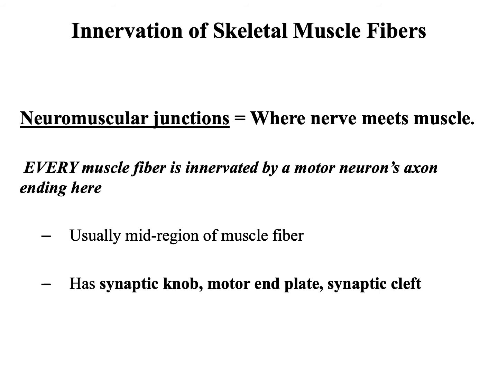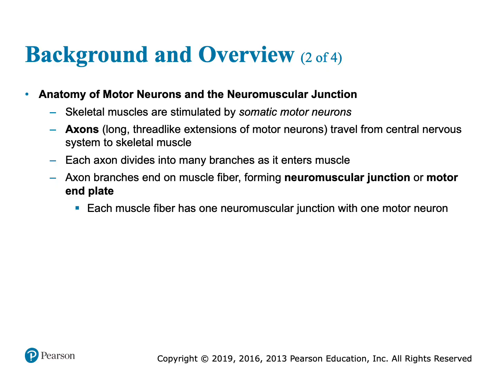Usually the ends of that neuron, so the ends of the axon terminal, is going to touch in the middle of a muscle fiber. And it has certain anatomical things I'm going to explain to you. The end of the axon terminal, sometimes it's called the synaptic knob, where it meets the muscle, that's the motor end plate, and the space between the two is the synaptic cleft. I'll show you a picture in a little bit.